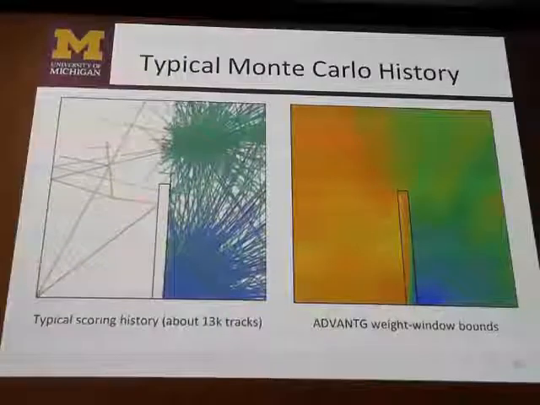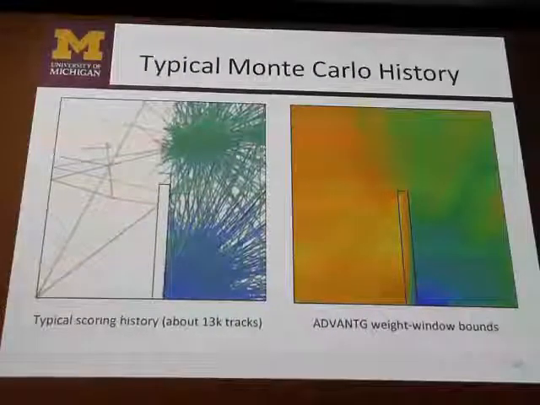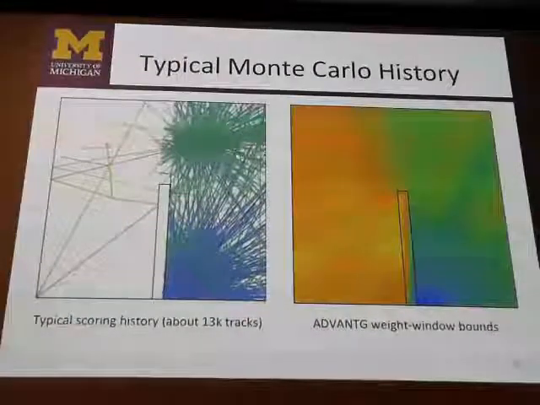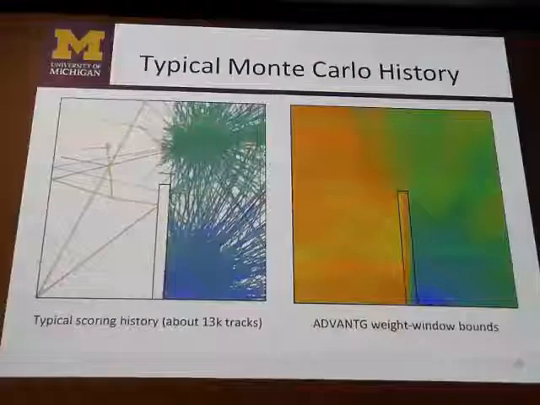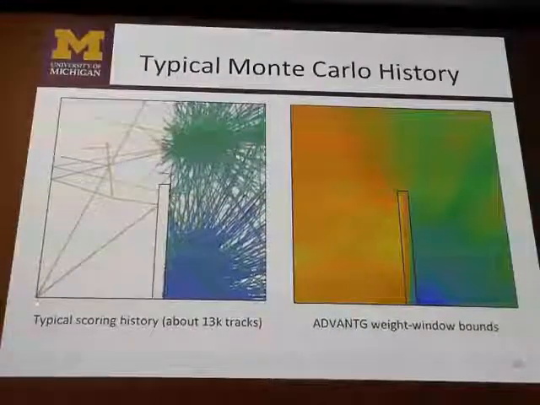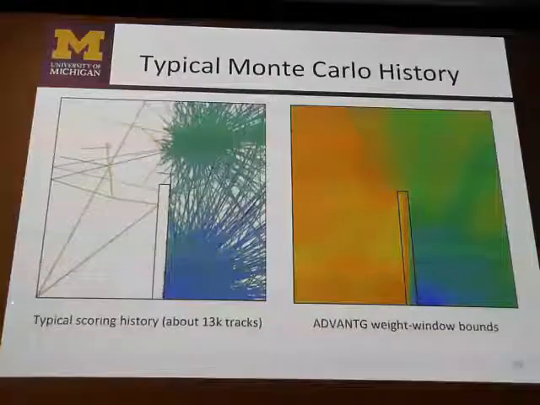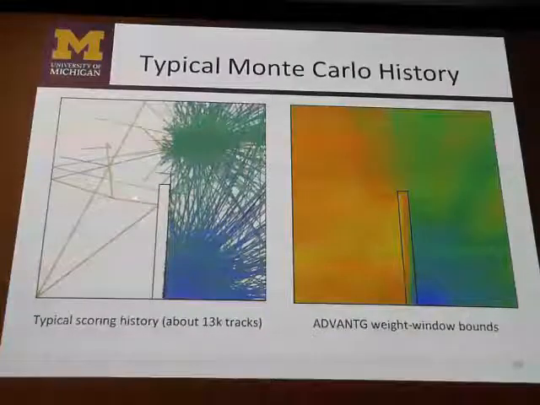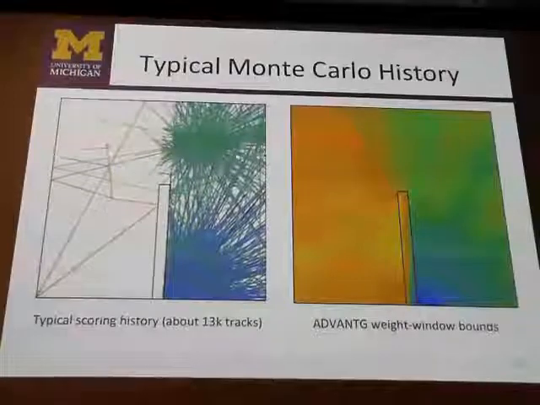And what I have here is a typical history that actually contributes to this detector. So this is just taking one history and plotting it. Where do the random walks go? So the source is down here in the lower left corner. Goes up, bounces off. You have some splitting here as you go into more important regions.